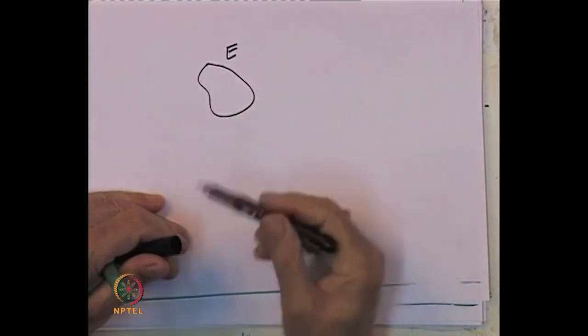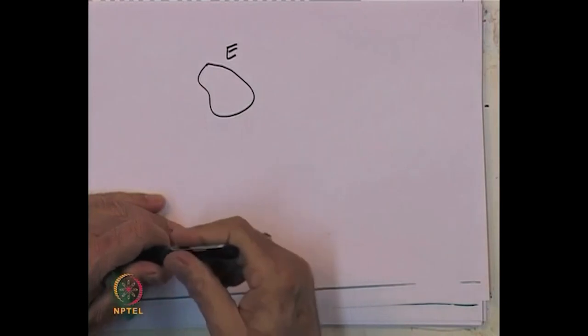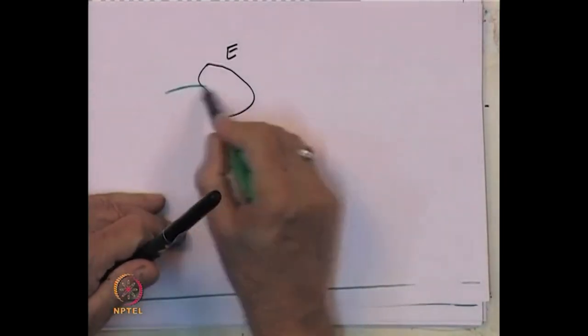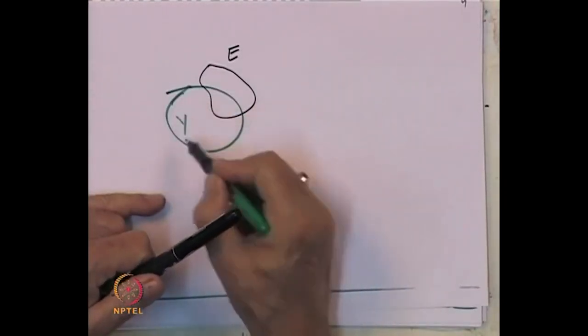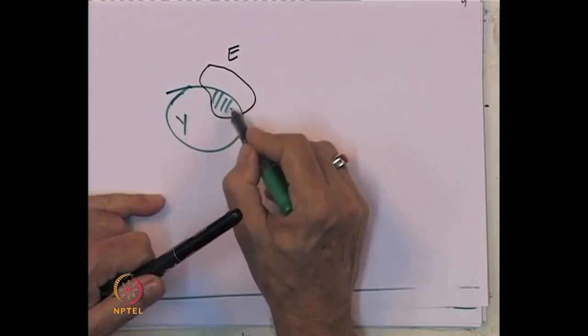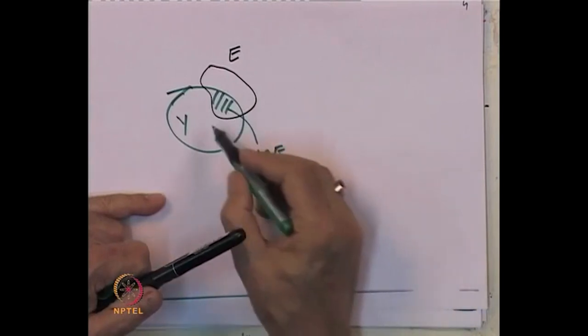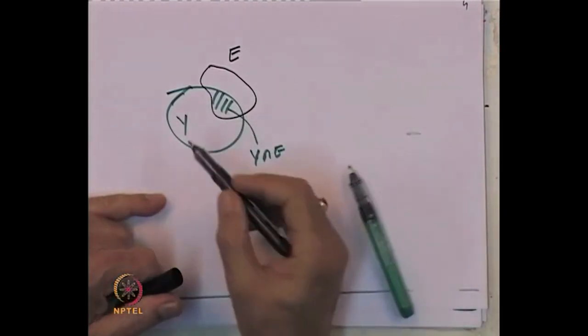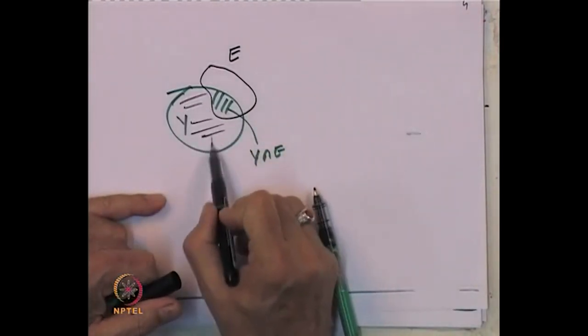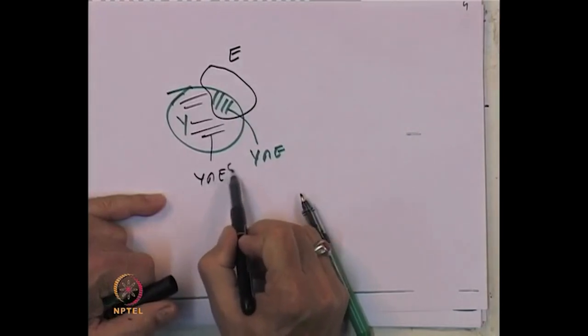I want to check whether it is measurable or not. So, take this E, and take any set Y. So, this is my Y. That gives me this piece, which is Y intersection E. And this is the part that is Y intersection E complement.